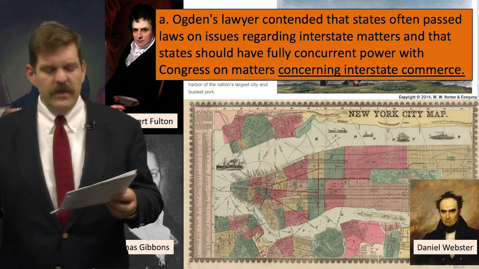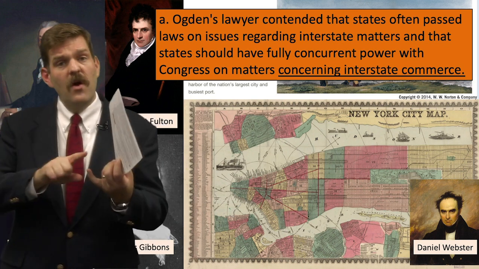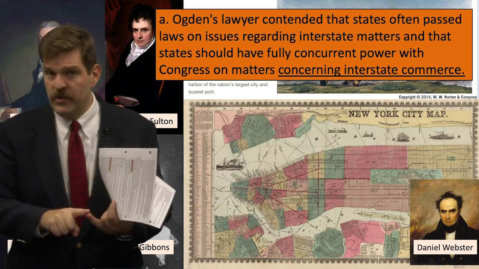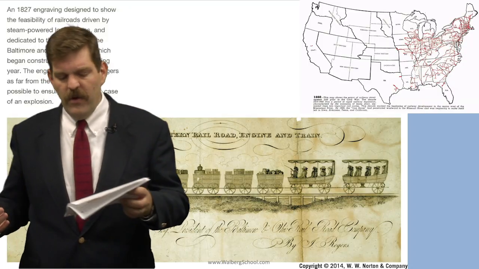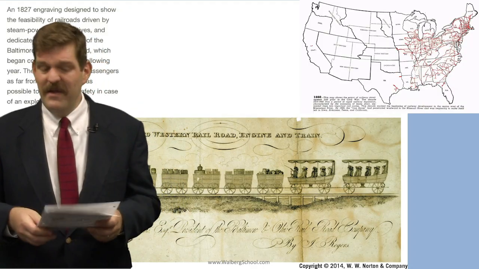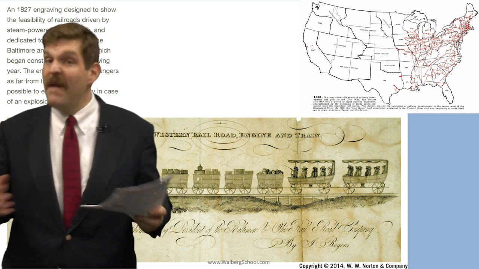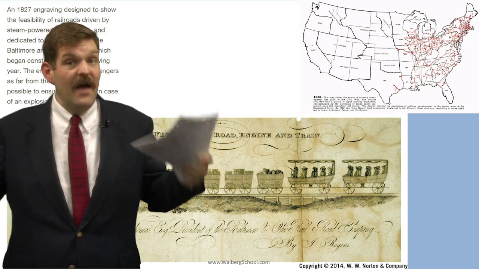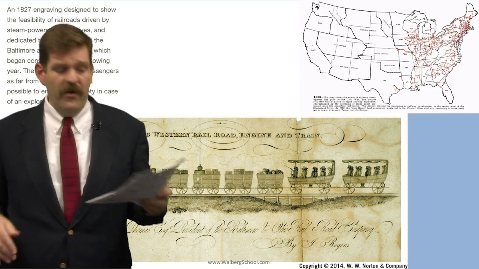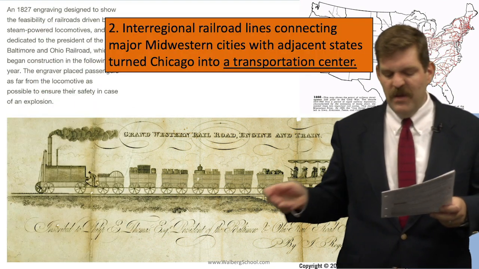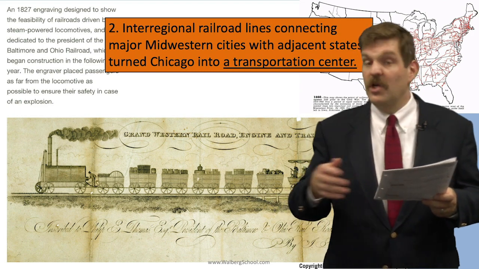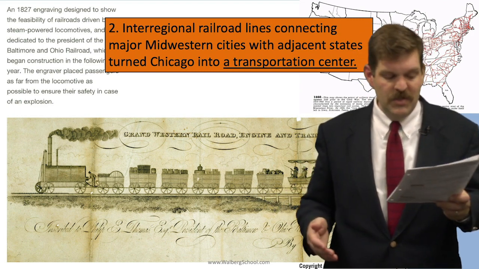Subpoint D. Here we want to talk about railroads and trade. We've talked about overland travel, but also over water travel. We also see the development of a new technology, that of railroads. The development of the railroad created ties between the Northeast and the Midwest, and by the 1860s, railroads became the main carrier of freight, essentially getting heavy freight off of the water and out of the overland roads and putting it onto the rails. The interregional railroad lines connected Midwestern cities with adjacent states, and it turned Chicago, for instance, into a great transportation center.